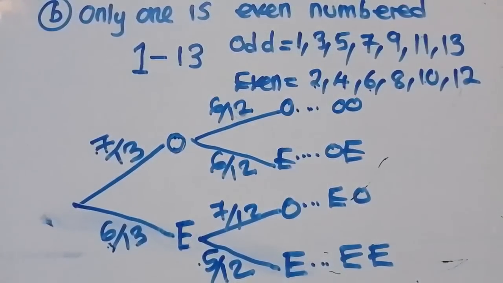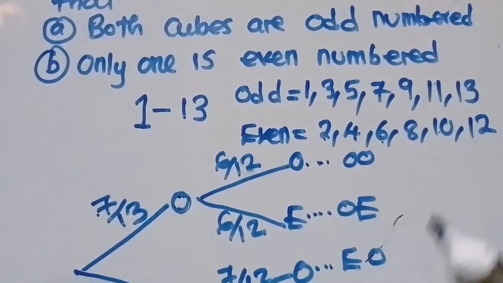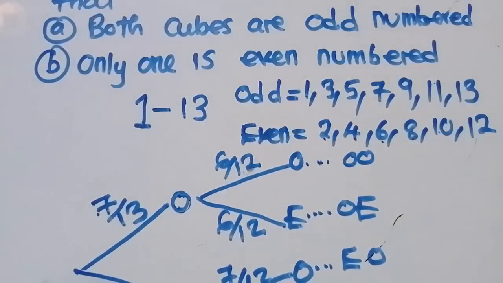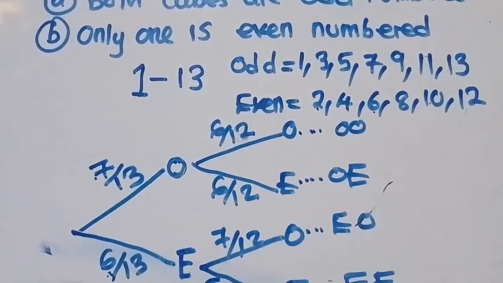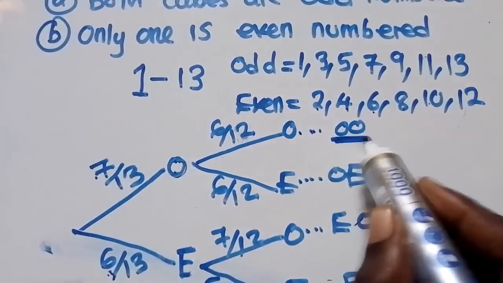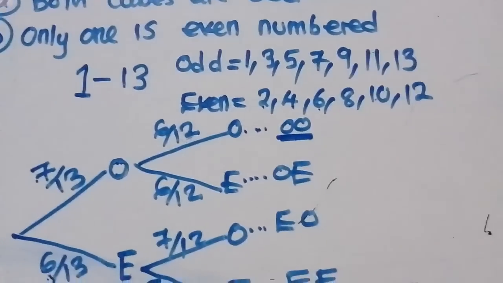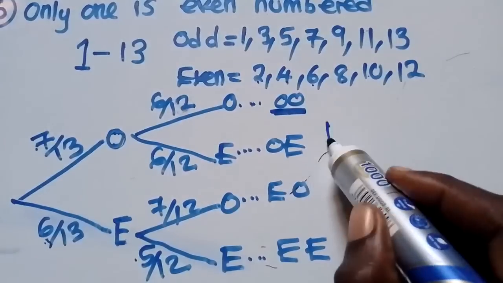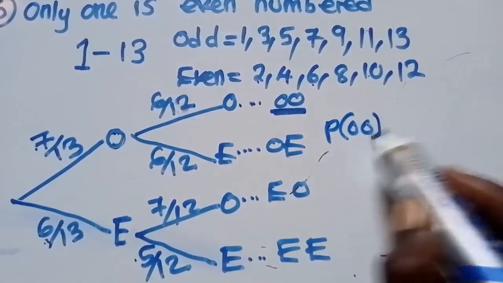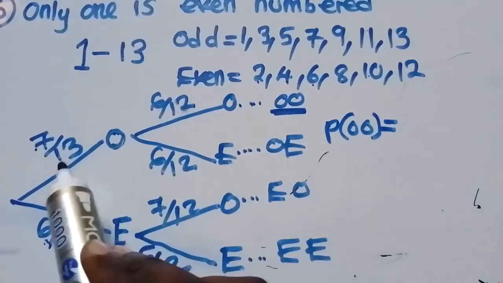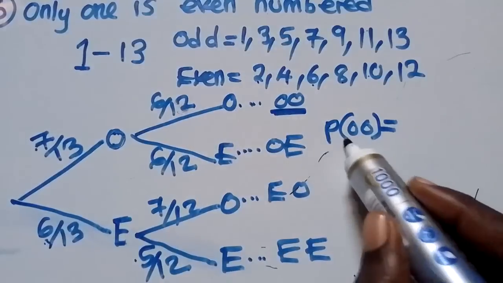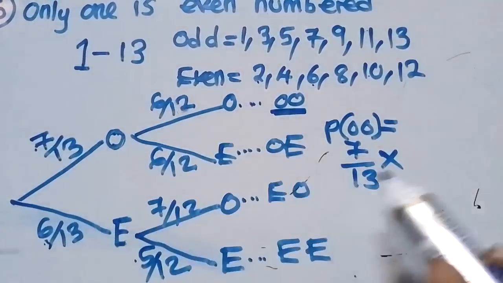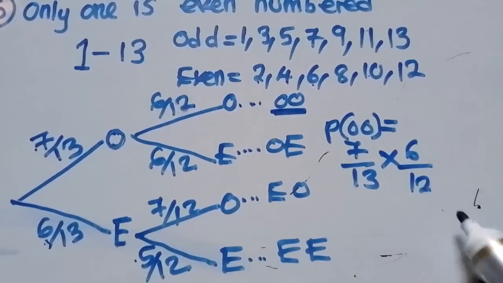So from here now, what is the first question? The first question is saying both cubes are odd numbered. So both cubes are odd numbered. This is where we've got 2 which are odd numbered. So how are we going to answer now? You're going to say probability of both odd numbered, which is equal to, you just multiply these two. 7 over 13 times what? 6 over 12, which is equal to what?